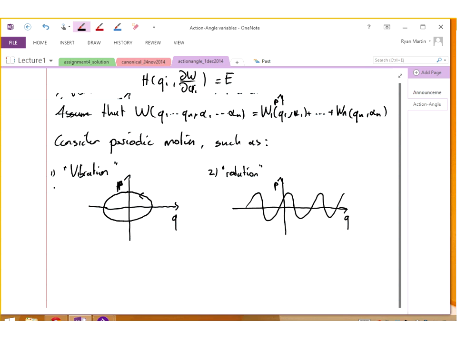So we start by introducing what's called the action variable, which we're going to call capital J_i.